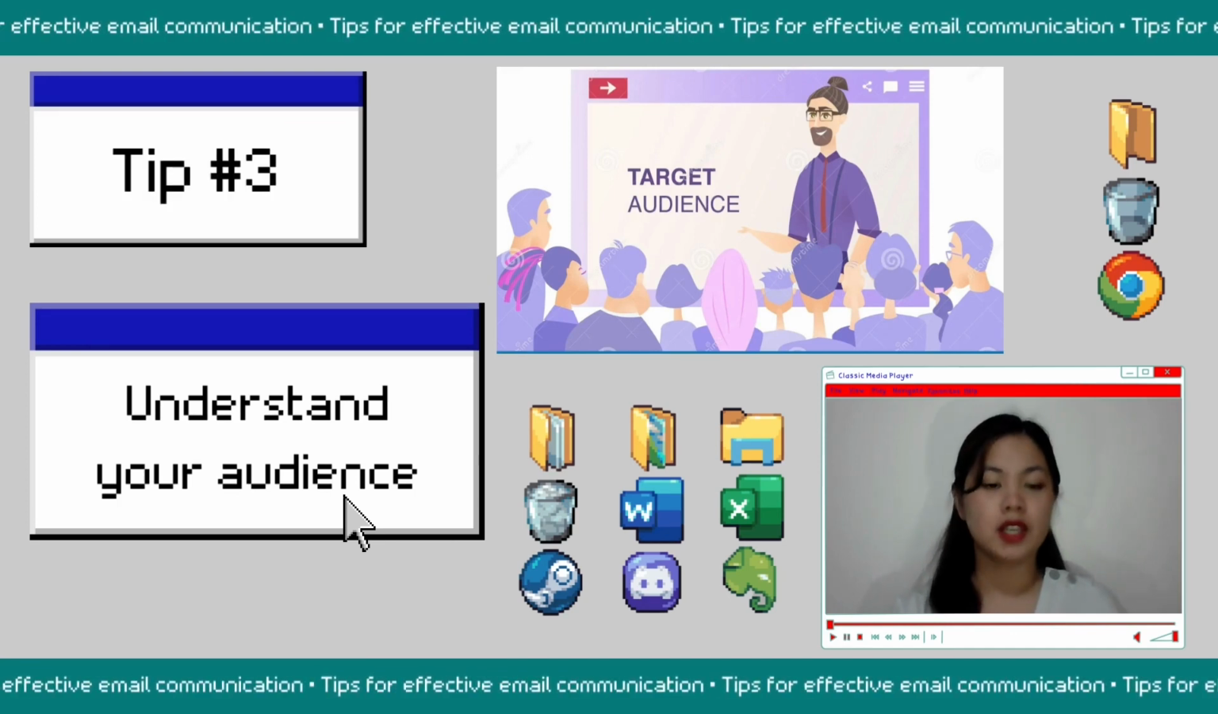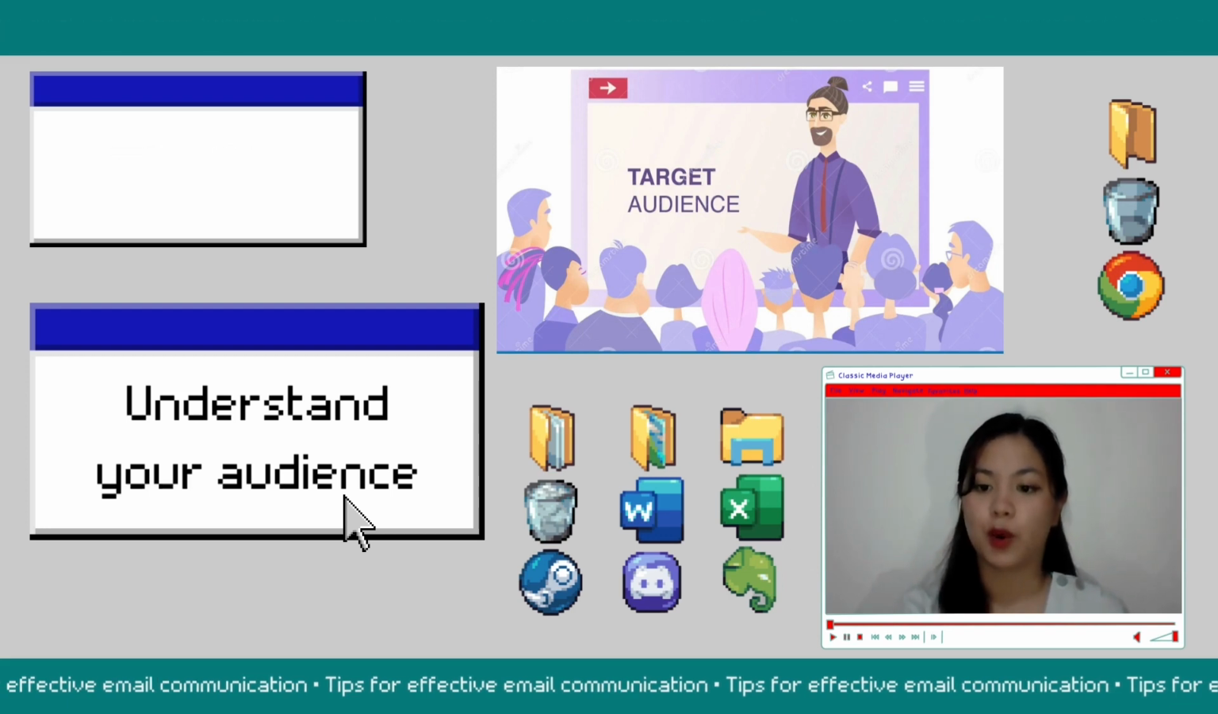Tip number three, understand your audience. The key to developing effective email communication skills is understanding your audience and tailoring your correspondence to them. Spend time thinking about your recipient. In a professional context, it could be an existing customer, potential client, colleague, or boss.